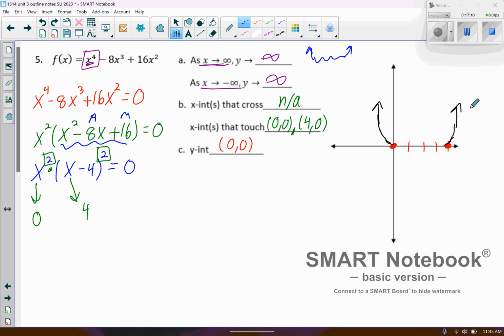But now I have to figure out that behavior that's occurring in the middle. Once again, I'll give you an idea of what I think it looks like, and then we'll be a little bit more accurate. We'll plug some values in.